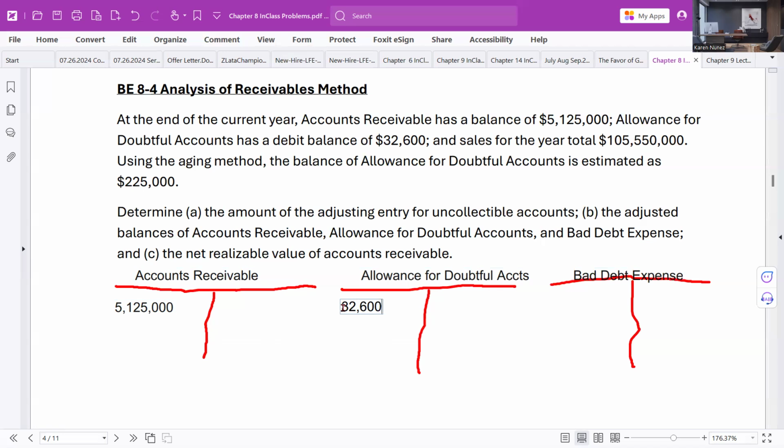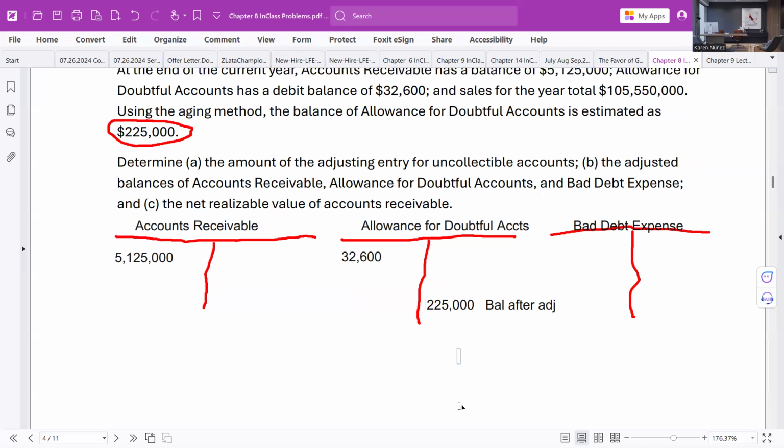So when they use the aging method, they determine that the balance of the allowance for doubtful accounts should be $225,000. This is the key number that we need to move forward. The allowance for doubtful accounts should have a balance of 225 because that's our estimate of uncollectible accounts. That's what the balance needs to be in that account, the balance after adjustment.